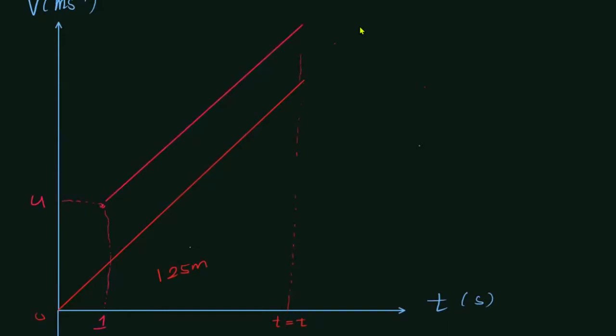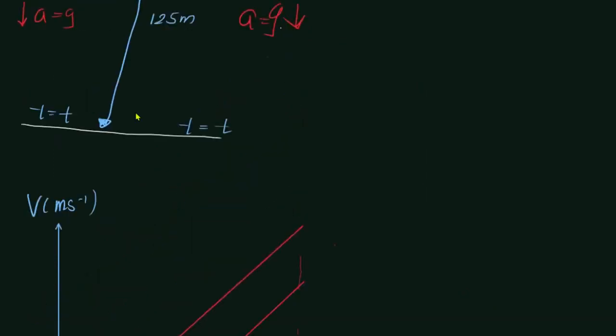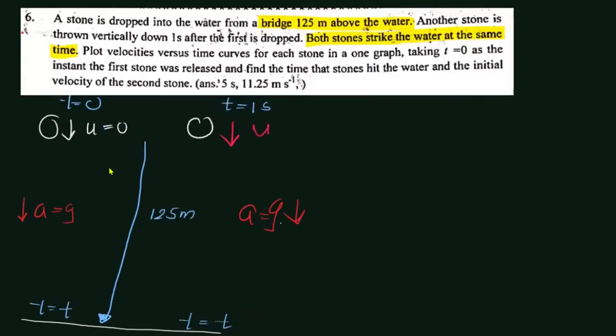So at equal time, it has also covered 125 distance. So this area gives you what? 125. This area gives you what? 125. Because both the guys travel the same distance, it doesn't matter at what time they start.